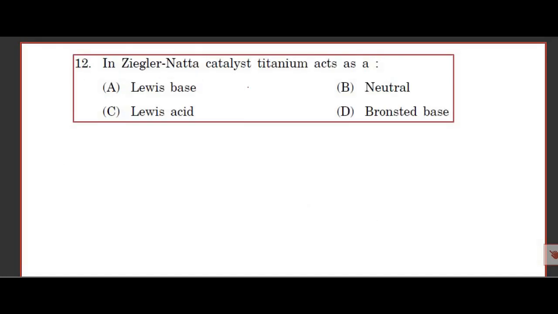Question number 12. In Ziegler-Natta catalyst, you see TiCl3 plus AlEt3, which gives a Ziegler-Natta catalyst. Here the titanium acts as a Lewis acid. Titanium acts as a Lewis acid, an electron pair acceptor. Hence option C is correct. Here the 1,2 insertion occurs. Hence it is a Lewis acid.